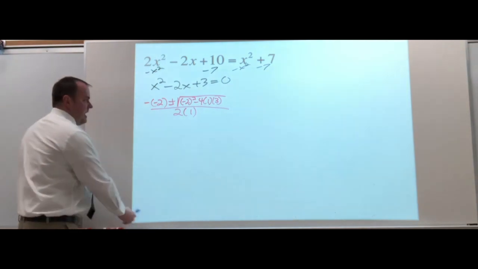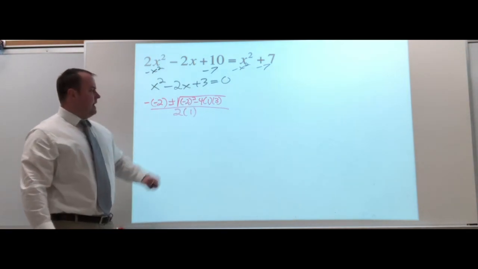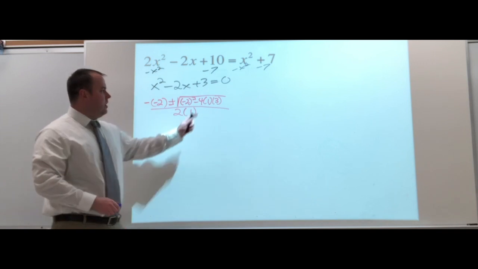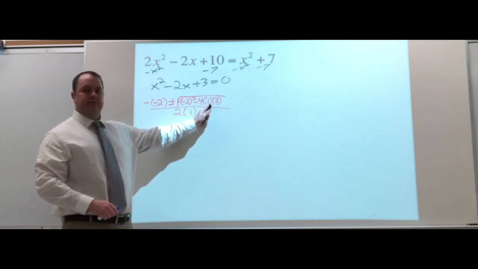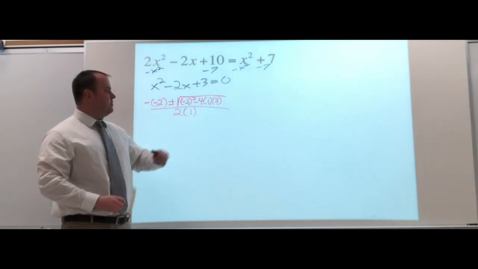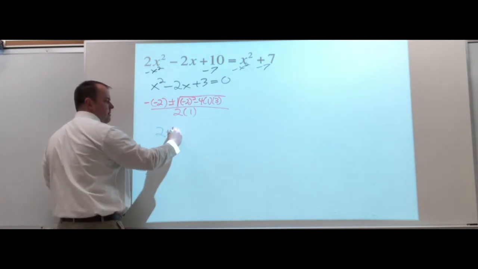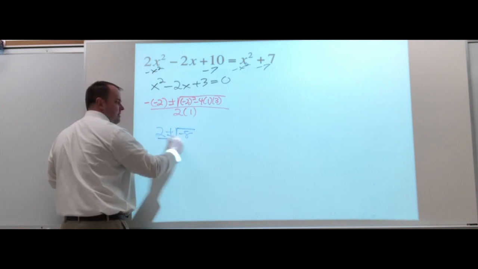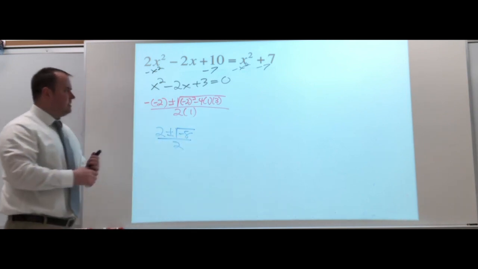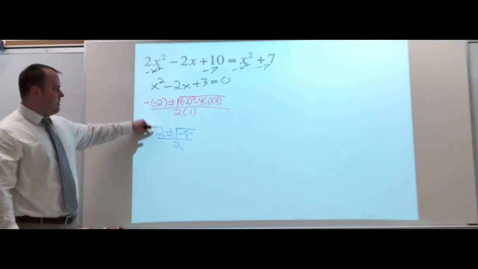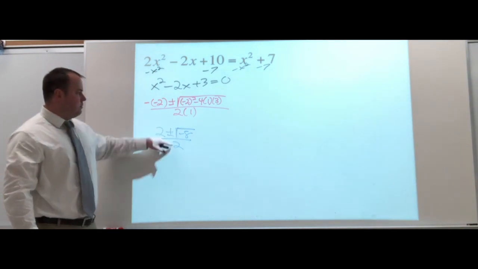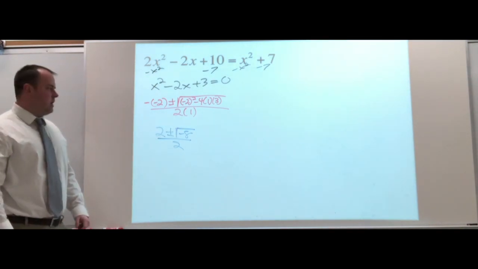So I'm going to start off again with the radicand. Negative 2 squared is 4. 4 times 1 times 3 gives us 12. 4 minus 12 is negative 8. So 2 plus minus the square root of negative 8 divided by 2. I'm simplifying things. 2 negatives make a positive out here. 2 times 1 is 2, so just simplifying as we go along.